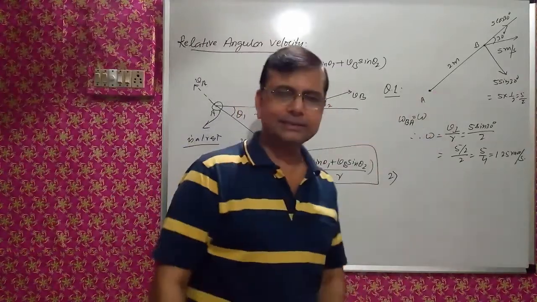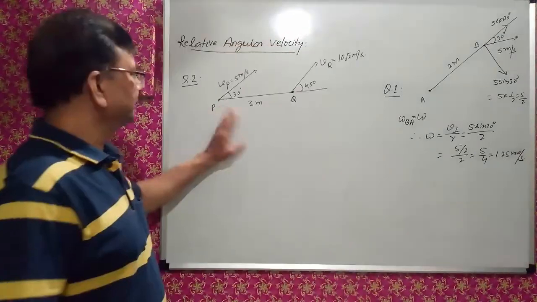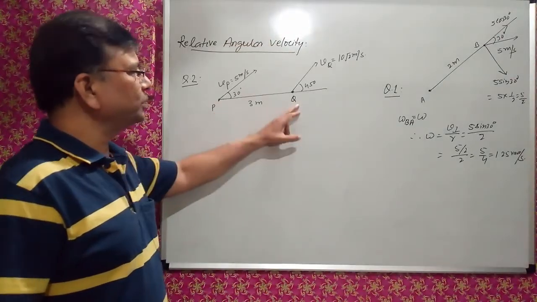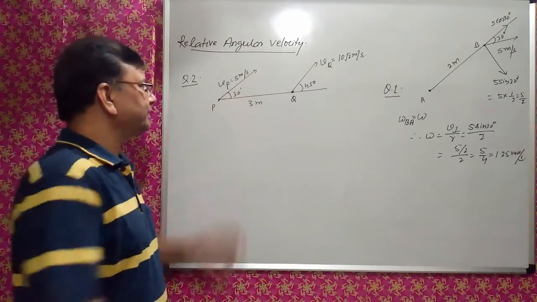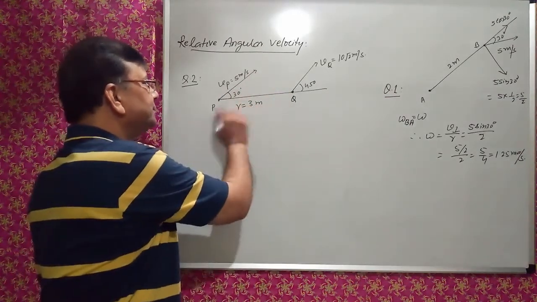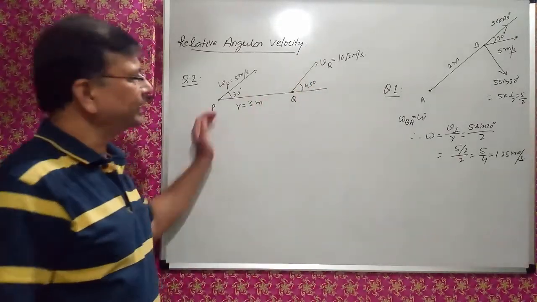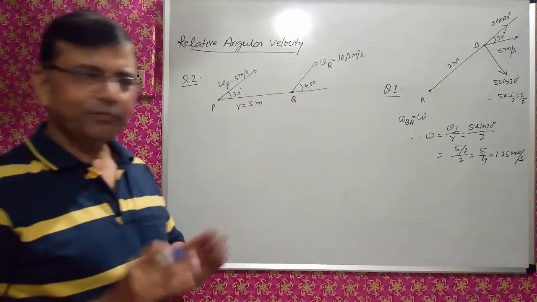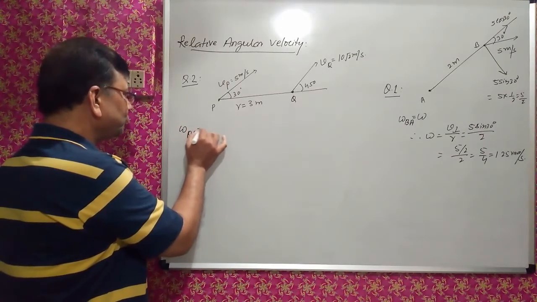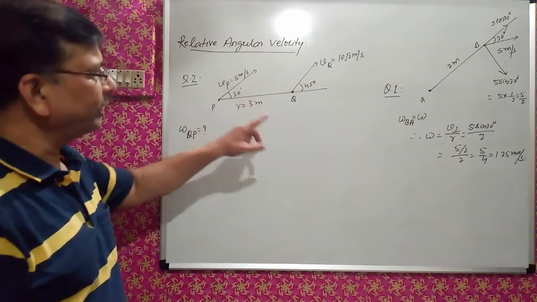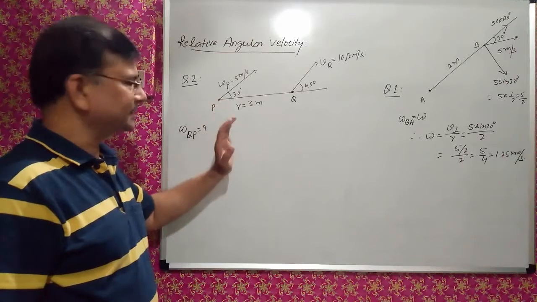Second question I will take. Here A was at rest, so I will take another question where A is also in motion. P is one object, Q is another object. P is moving in this direction, making 30 degree with R. R is equal to this, and Q is moving in this direction, making 45 degree with the direction of R. So we have to find the angular velocity of Q with respect to P, because both are moving now.